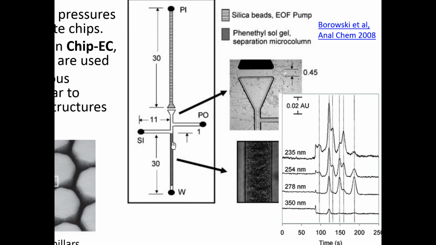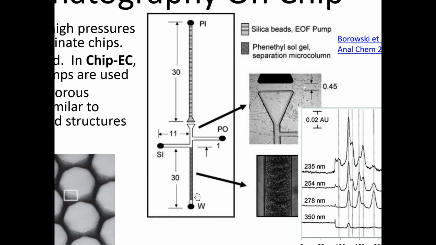This is the separation column down here, and this was made using something called a sol gel. And so the separation happens here. The pump is in this portion of the chip. And it looks like they're disconnected. There's something in the middle here disconnecting the two. But they actually are connected. This is just a region where there's a shallow channel. The shallow channel prevents those beads from going into the main separation region.